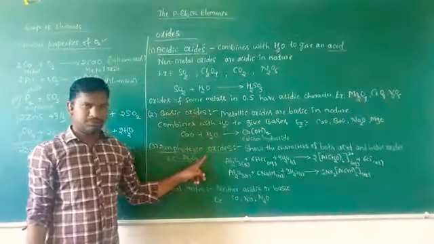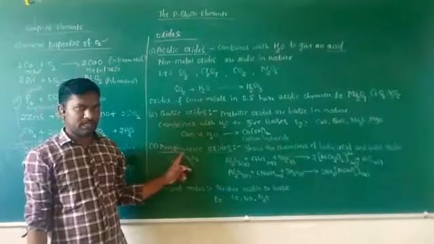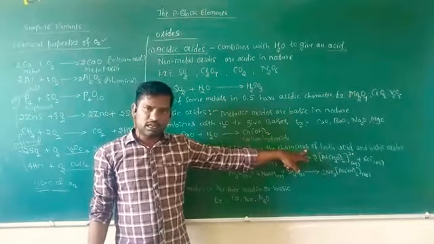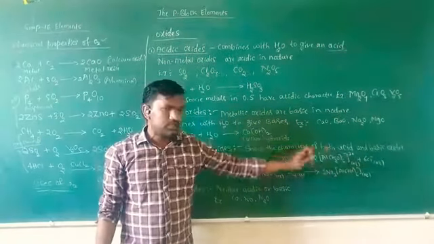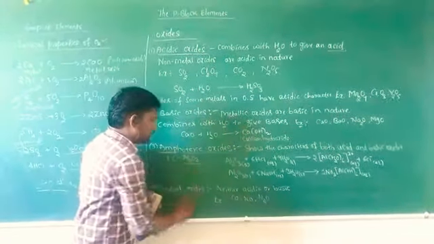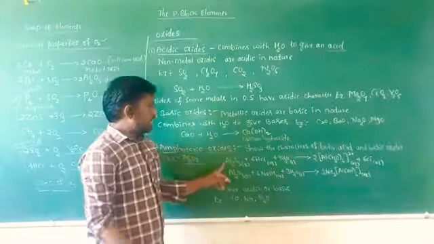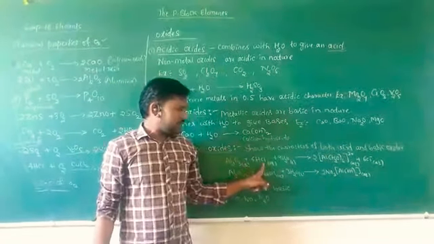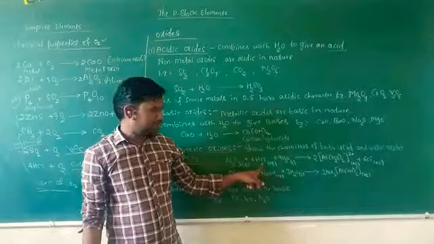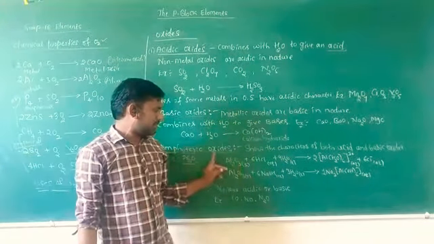And amphoteric, the name itself indicates it. Amphoteric oxides show the characters of both the acidic as well as the basic oxides. For example, alumina, Al2O3. Alumina reacts with the acid as well as the base. Acids react with alumina because alumina is amphoteric.